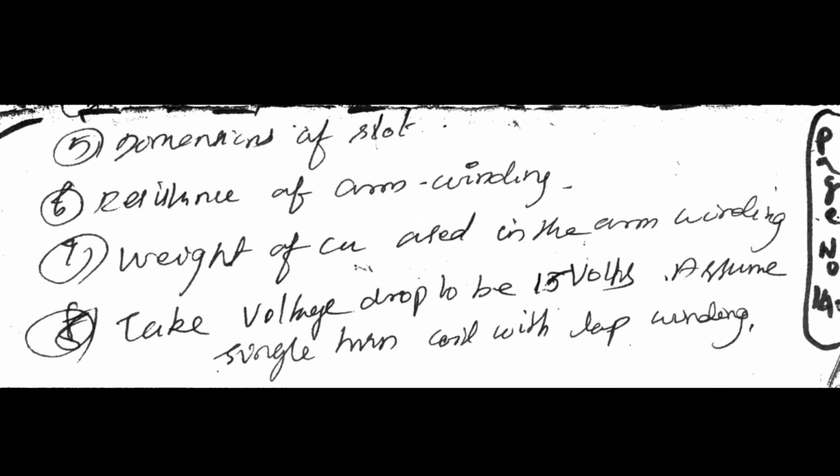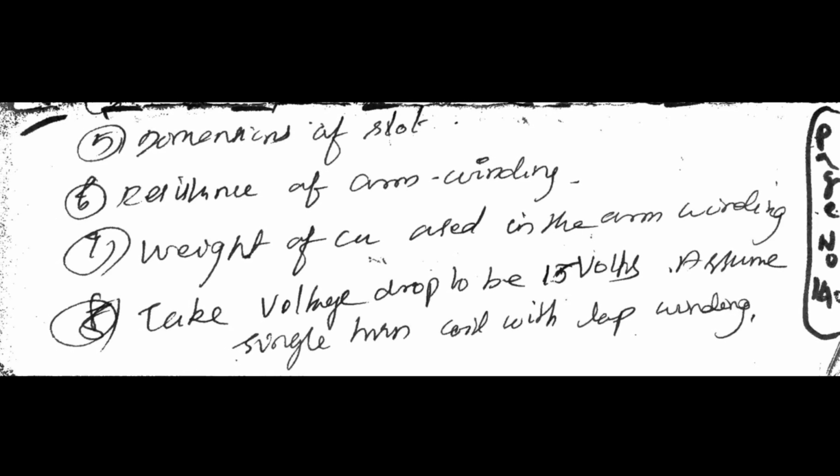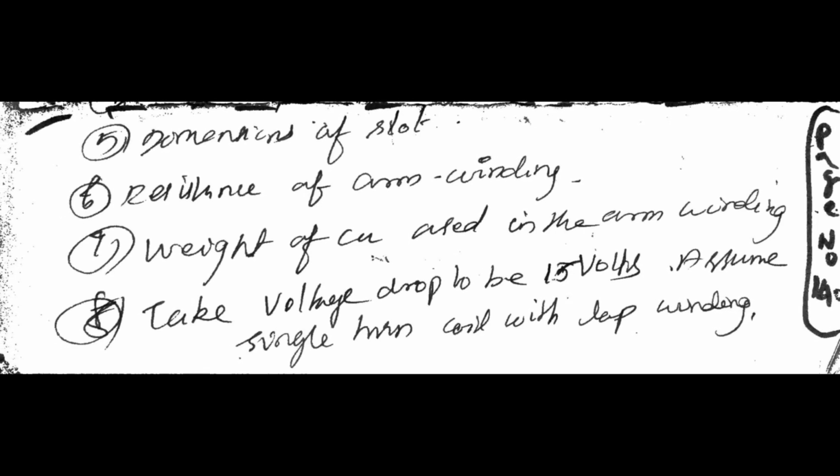Problem continuation. Questions. 5. Dimensions of slots. 6. Resistance of armature winding. 7. Weight of copper used in the armature winding. 8. Take voltage drop to be 15 volts. Assume single turn coil with lap winding.